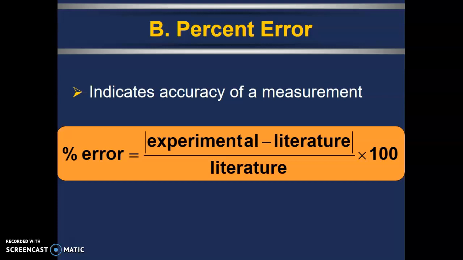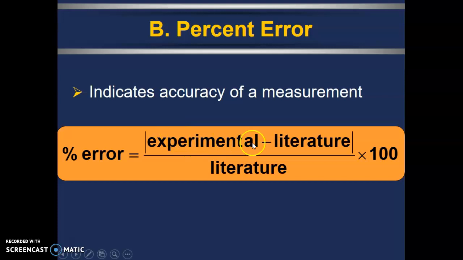Okay, so to calculate your percent error, you're going to take your experimental value minus the literature value, divided by the literature value, times 100. Now notice on the top, we've got lines at the beginning and at the end. That means that we're taking the absolute value here. So even if when you subtract this, that's a negative number, you drop that negative. Okay, so you just take that absolute value.